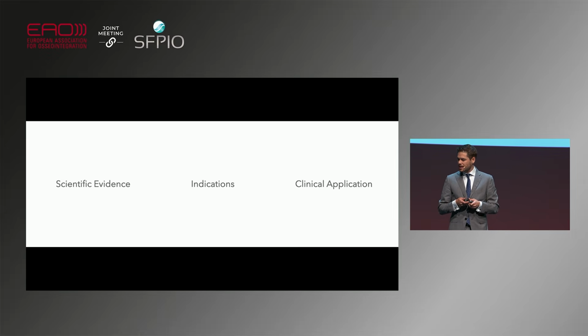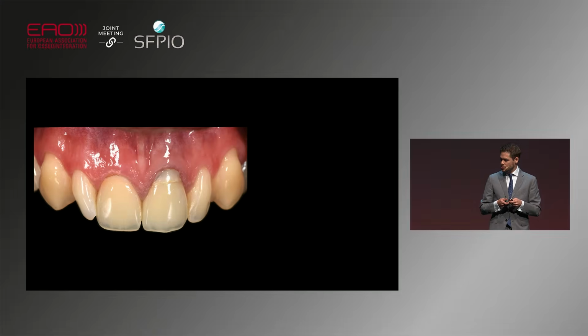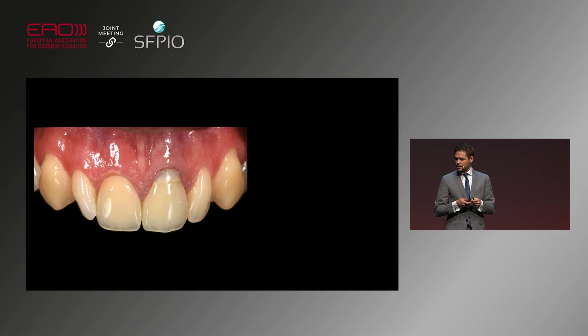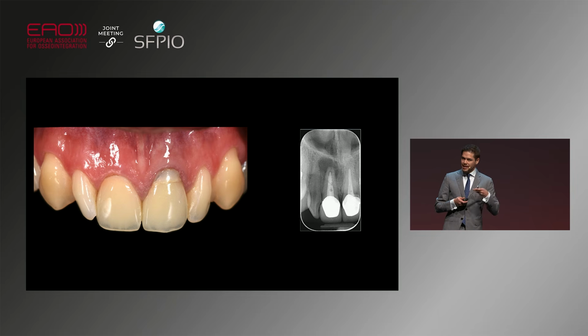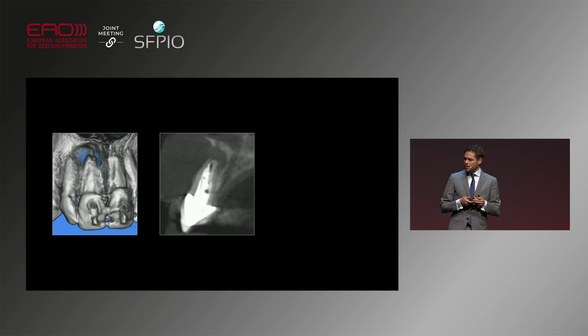So let's look in these last 5 minutes at the clinical application, how we can perform these ridge preservation procedures. And I wanted to start with this patient. This is also a patient with long-standing trauma, and she has already had 2 retreatment procedures, and she's still having repeated abscesses on this central incisor. And when I take a CBCT, you can see, once again, a substantial amount of bone loss. You can see that there is a large apical defect here.